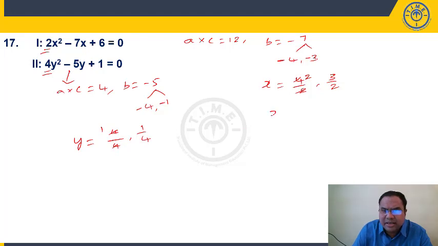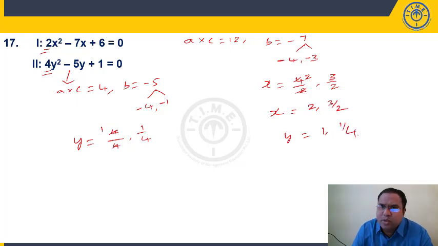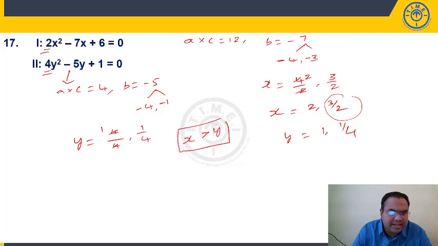Now what are roots of x? 2 comma 3 by 2. What are roots of y? 1 comma 1 by 4. If I take 2, 2 is more than 1, 2 is more than 1 by 4. Similarly, 3 by 2 is 1.5. It is more than 1, it is more than 1 by 4. So both the roots of x are more than y. So x greater than y. X greater than y is present in first option.